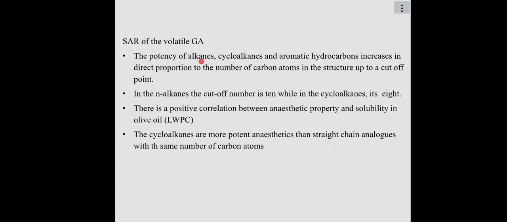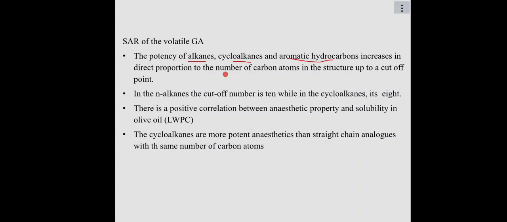The potency of the alkanes, the cycloalkanes and the aromatic hydrocarbons increases in direct proportion to the number of carbon atoms in the structure up to a cutoff point. So we are only saying, as we increase the number of carbon atoms, what are we increasing? We're increasing the lipid solubility. As you increase the lipid solubility, these molecules will be able to penetrate. Remember, you're giving them as inhalations. They must pass through the lung tissues, get into the blood. Then from the blood, they must pass through the BBB, get into the brain. So they must have appreciable lipid solubility.